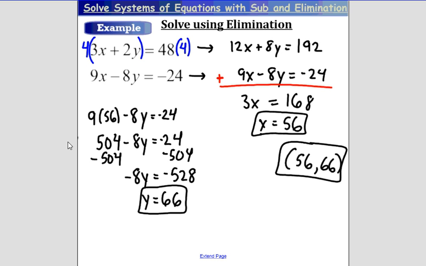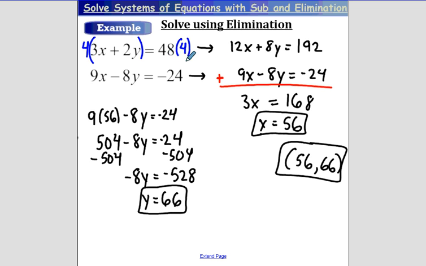You could check by putting that point in for x and y in the equations, and they should work out. Something's not right here. I can already see 56 going in here is not going to make 48. There's a sign error. Where is it?